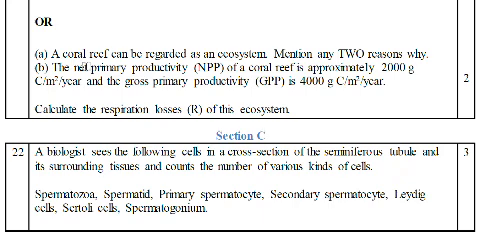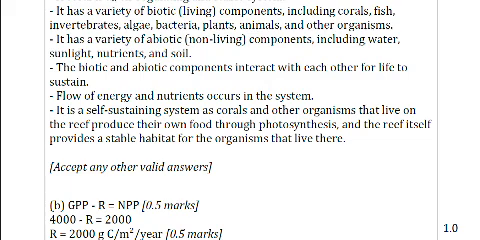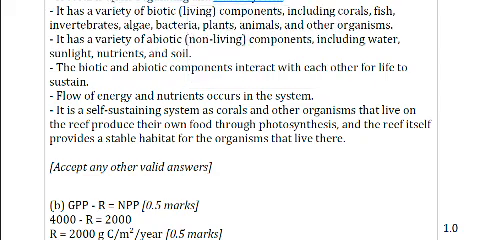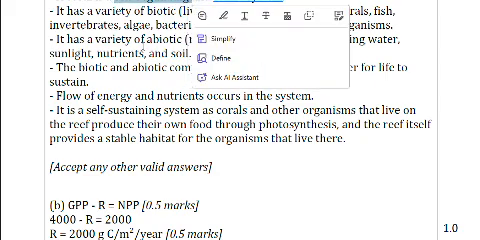A coral reef can be regarded as an ecosystem. Ecosystem is the interaction of the different kinds of species with its environment in a habitat. So, mention any two reasons why a coral reef is a self-regulating and stable system. So, we know that self-regulating means on its own it is able to maintain that habitat. So, what is the possible reason behind it?